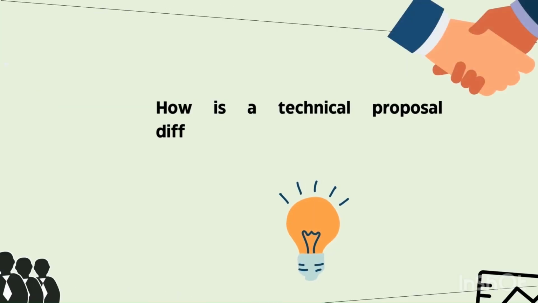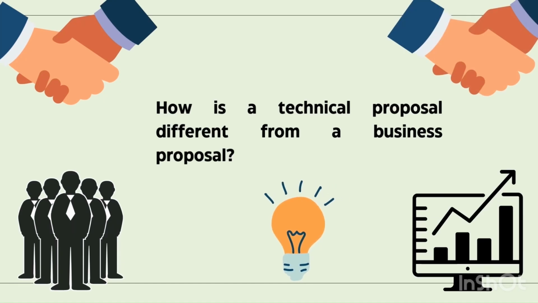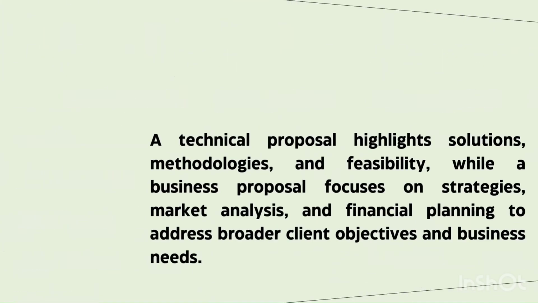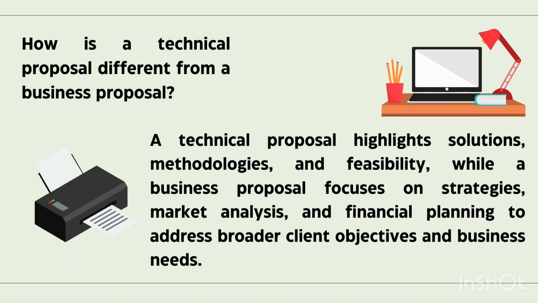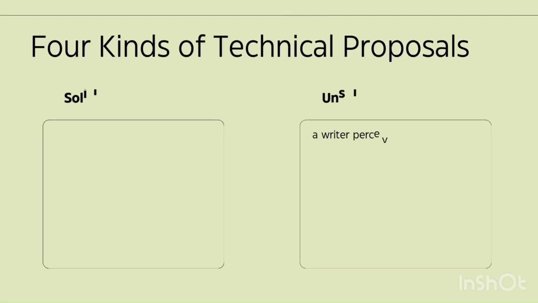So, how is a technical proposal different from a business proposal? Well, a technical proposal highlights solutions, methodologies, and feasibility, while a business proposal focuses on strategies, market analysis, and financial planning to address broader client objectives and business needs.